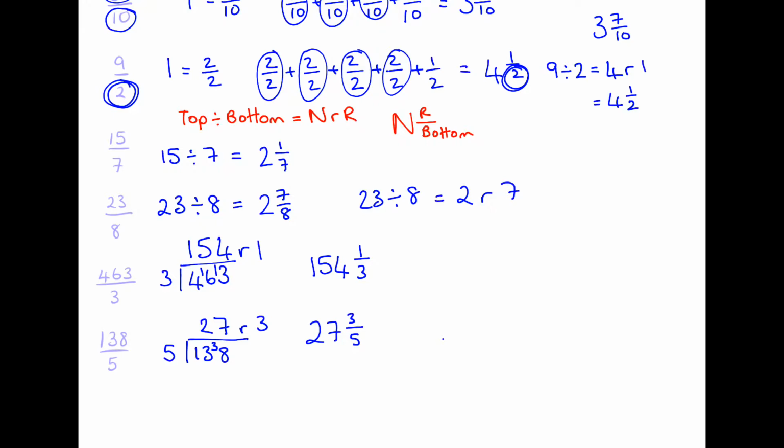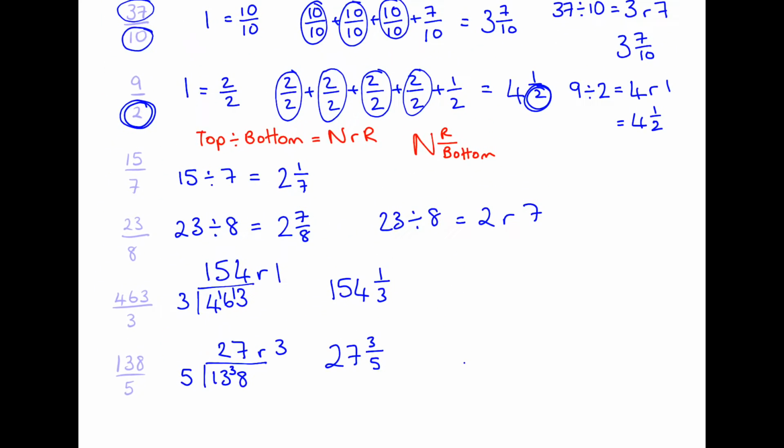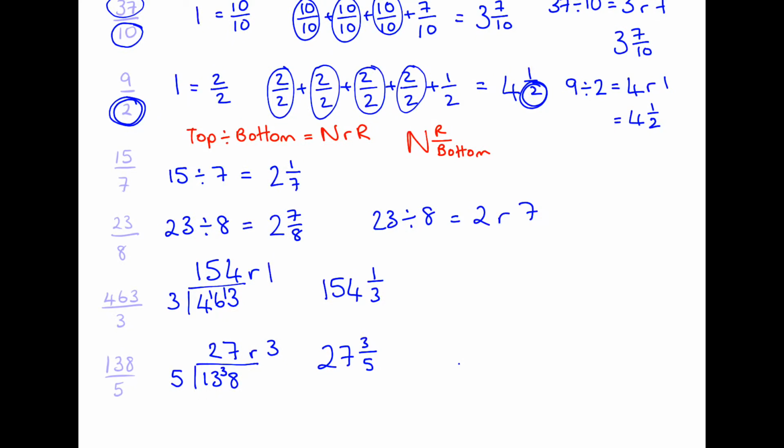Okay, so we've only done a few examples, but I don't think we really need to do any more of that. So basically, stick with this, that it's top divided by bottom, and that'll give you a number and a remainder, and that's how you write it as a mixed number. So the number is your big number, the remainder goes on the top, and the bottom stays as it is.